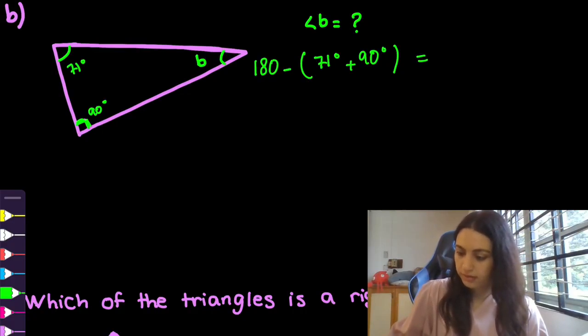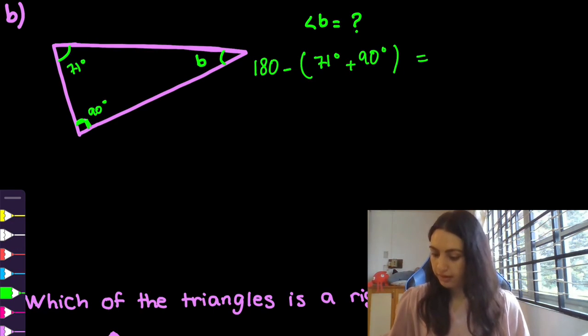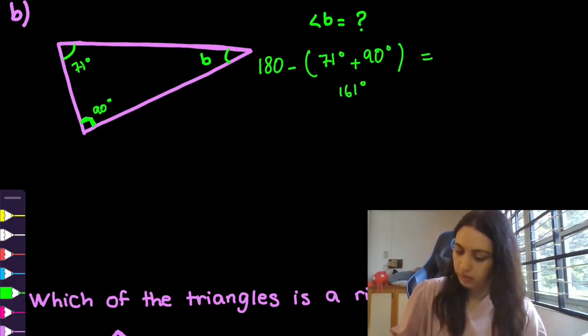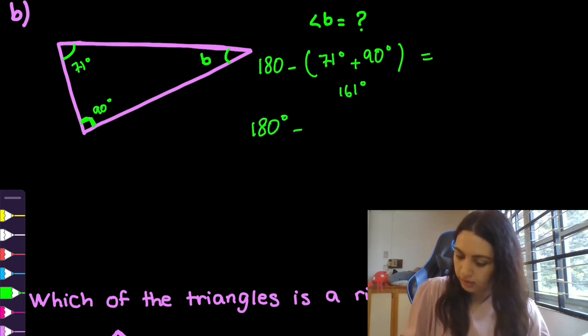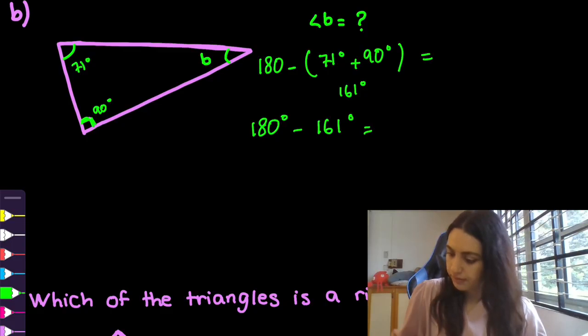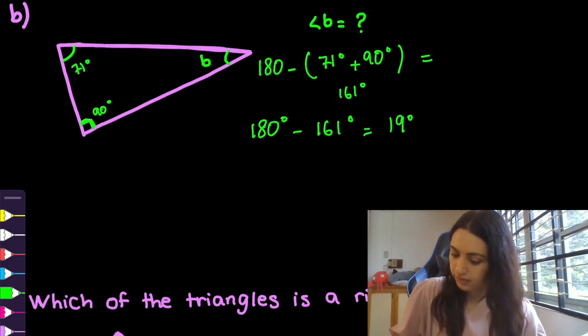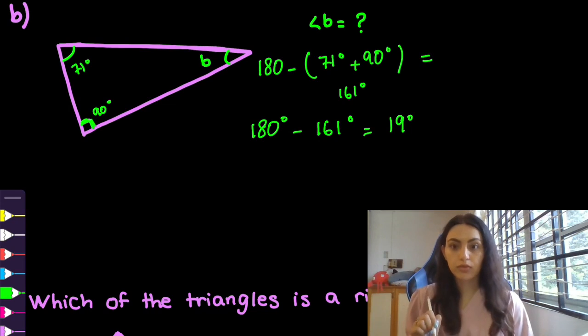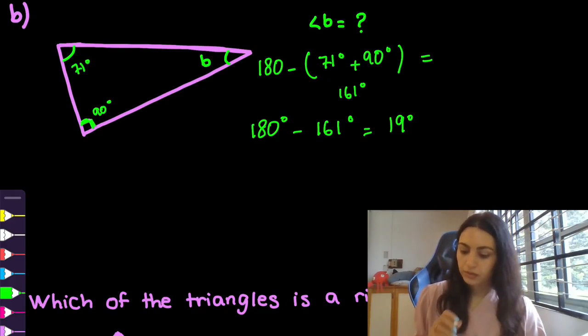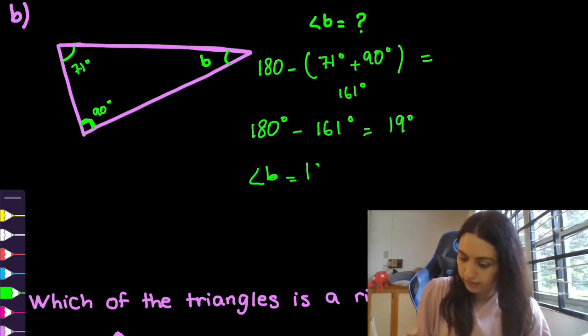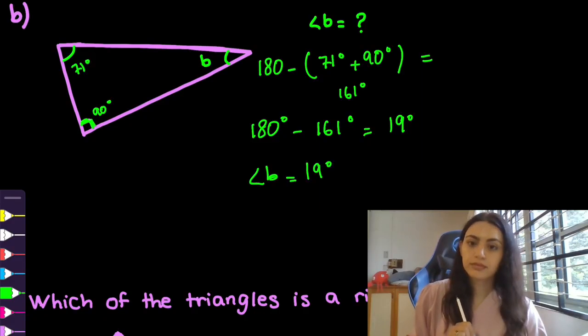I'm going to write it in one sentence for you, so maybe it will make sense for people who it's not making sense to. So 71 degrees plus 90 degrees, we get 161 degrees. And then we do 180 degrees minus 161 degrees. What do we get? 19 degrees. Please do the questions as I'm doing it with you. When we do it together, we have an easier time to understand and we learn better. So angle B, therefore, is 19 degrees. Okay?